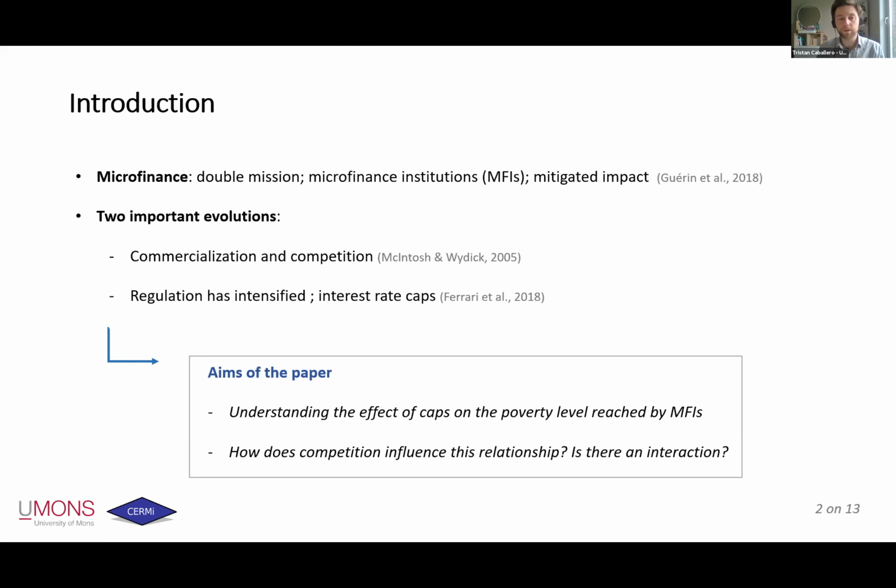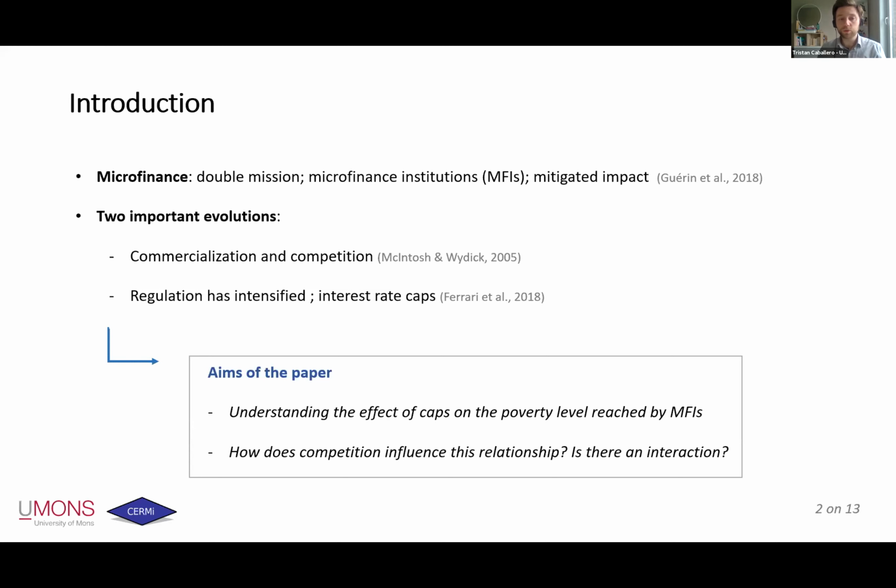And so in this context, the aims of the paper are first to understand the effect of this specific regulation, implementing interest rate restrictions or caps, on especially the level of poverty of the clients reached by the microfinance institutions. Because when you look at the literature on this issue, we can clearly see that there are conceptual papers, there are very interesting case studies. There are also inventories of the use of interest rate restrictions around the world, but there is not really a large econometric study that has been done so far, to the best of my knowledge. And this is the first aim of the paper.